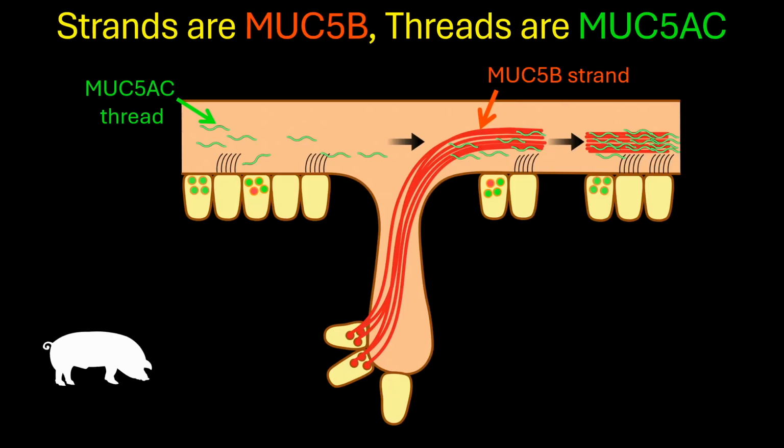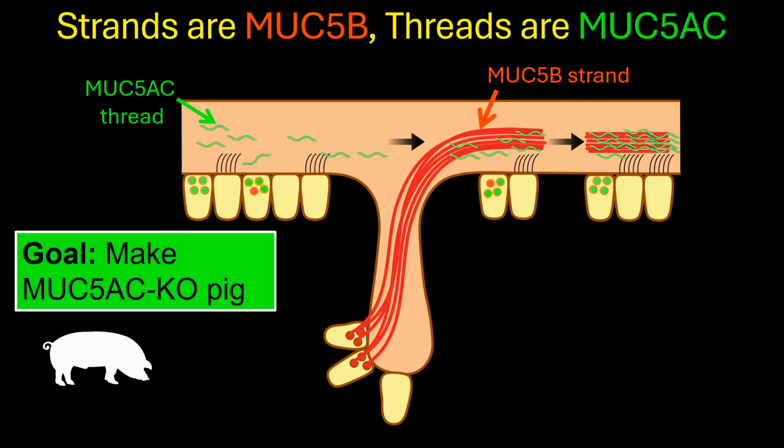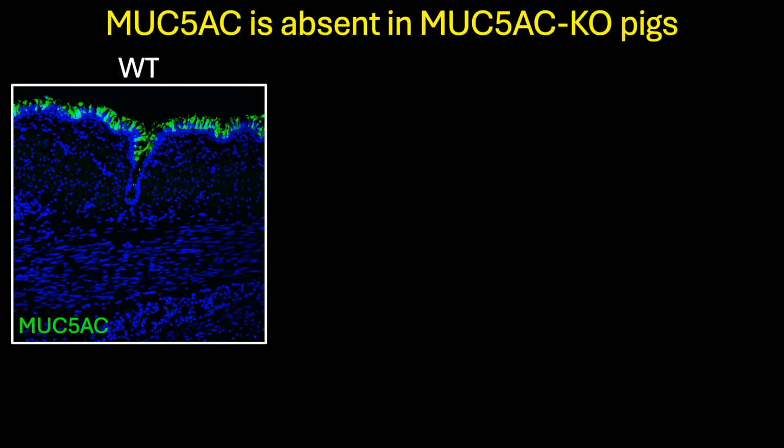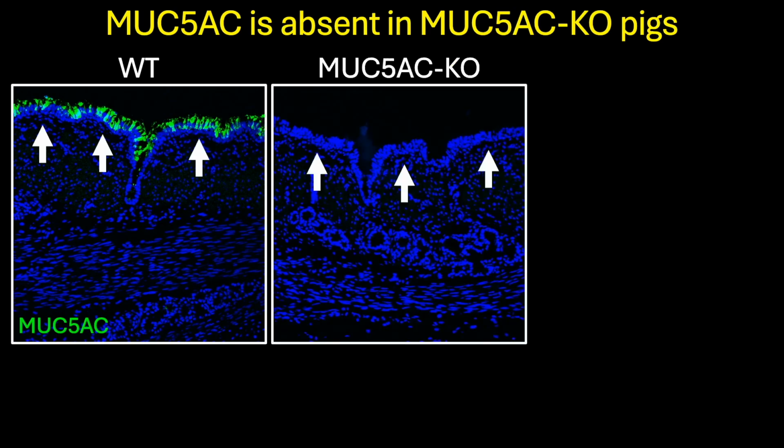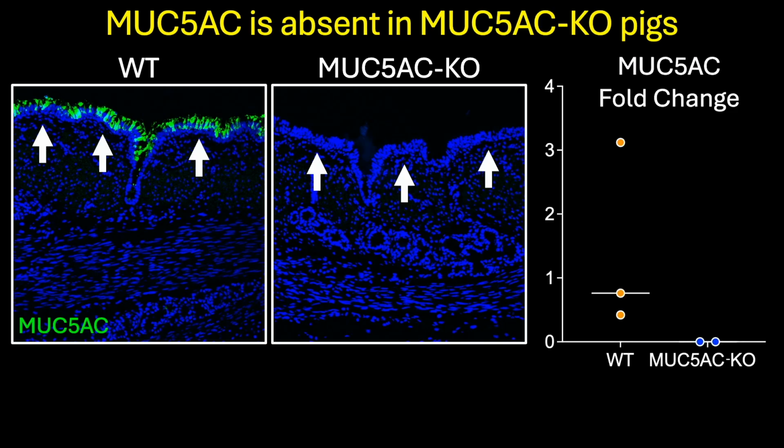To address this question, we generated a MUC5AC knockout pig using CRISPR-Cas9 editing targeting MUC5AC. In a wild-type pig, you can see in green here that MUC5AC is expressed abundantly within the surface airway epithelium. In our MUC5AC knockout pig model, we are unable to detect MUC5AC with immunofluorescence staining. We can also look at the transcript level with qPCR from the trachea, and we can see a decrease in MUC5AC expression in our MUC5AC knockout pig.